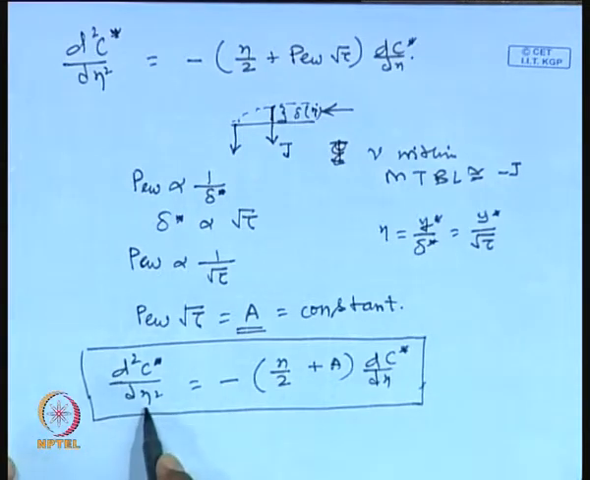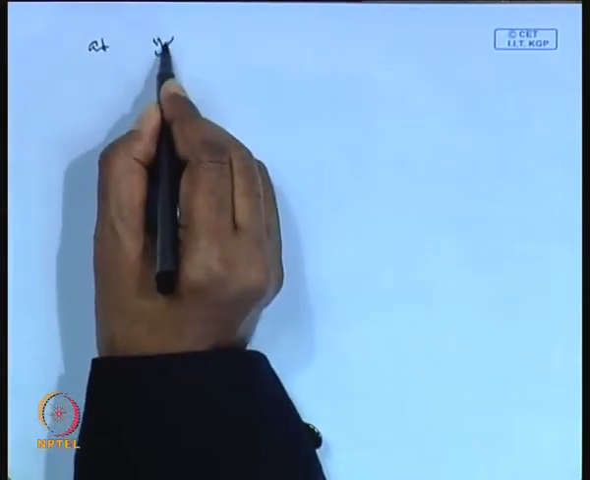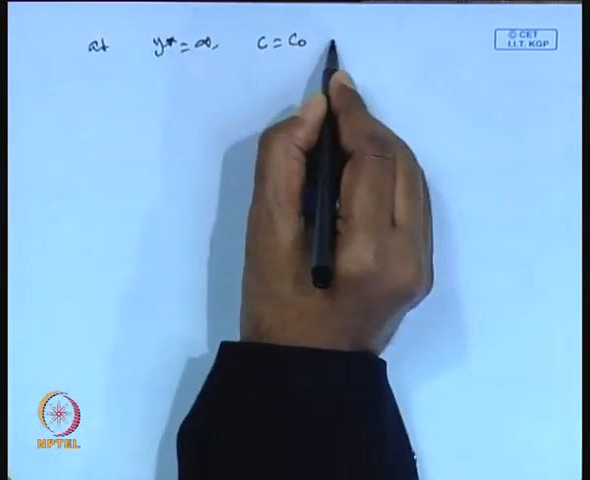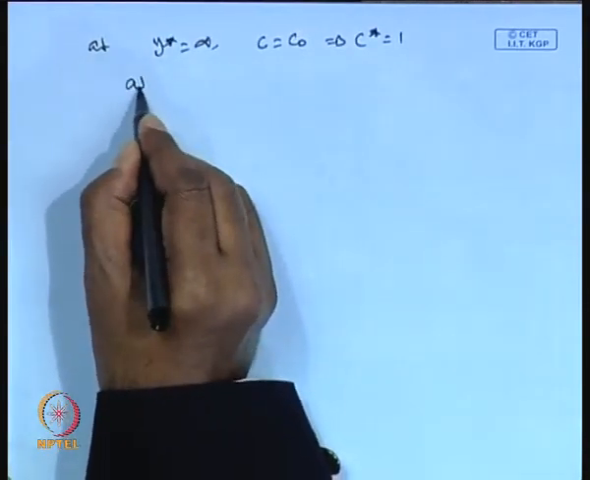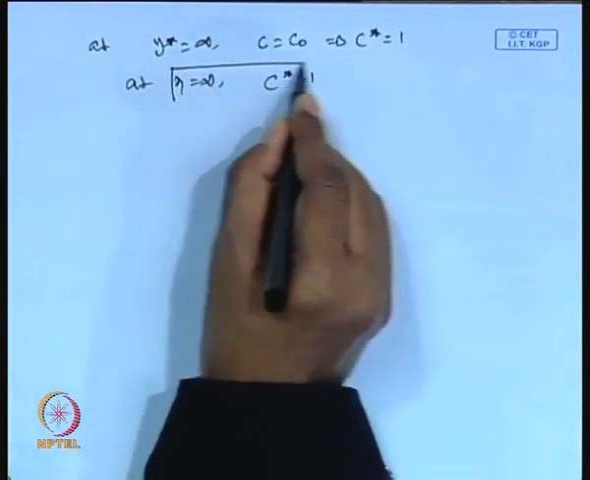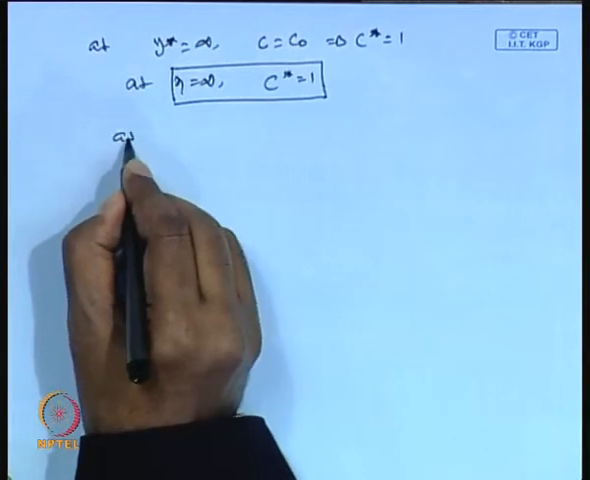Since this is a second order ordinary differential equation with respect to eta, we must have two boundary conditions on eta to solve it. At y star equal to infinity, c was equal to c naught, or c star is equal to 1. So at eta equal to infinity, we have c star equal to 1. That is one boundary condition expressed in terms of eta, and the other boundary condition was at eta equal to 0.